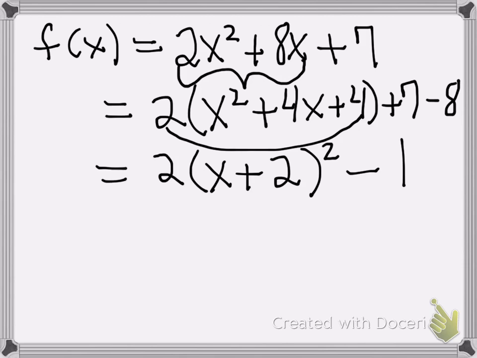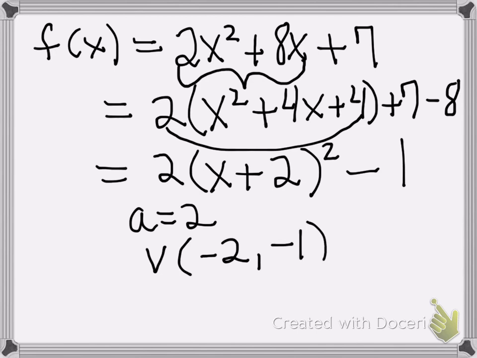So in this case, our a is equal to 2. That just tells us that we have a stretch of 2 and it opens up. Okay? Our vertex, remember your vertex is h, k, so you change the sign of the h value. So instead of 2, we're going to say negative 2. And then you put in the k, which is negative 1. You don't change the sign of it. That's your vertex. And there you go.